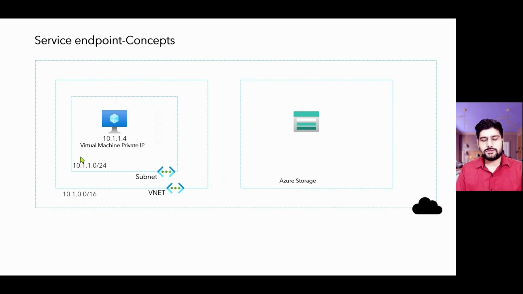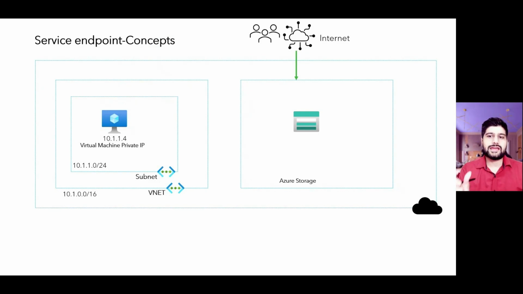If you want to create this connection from this VM to the storage account, there are multiple ways you can do this. The easiest option, the default option that you get, is that you're able to connect to the storage account over the internet. If you have any users connecting over the internet, they are also able to connect using this. So if I have some internet users, they are also able to connect to the storage account, and they talk to the public IP of the storage account. And that's how they are able to access it.